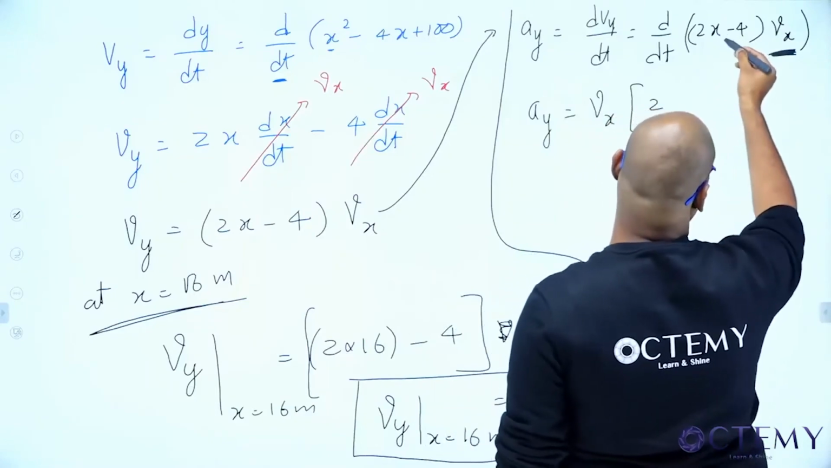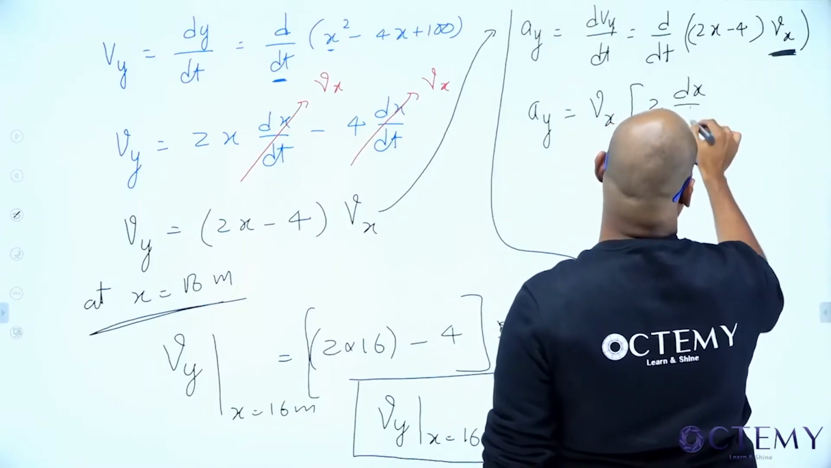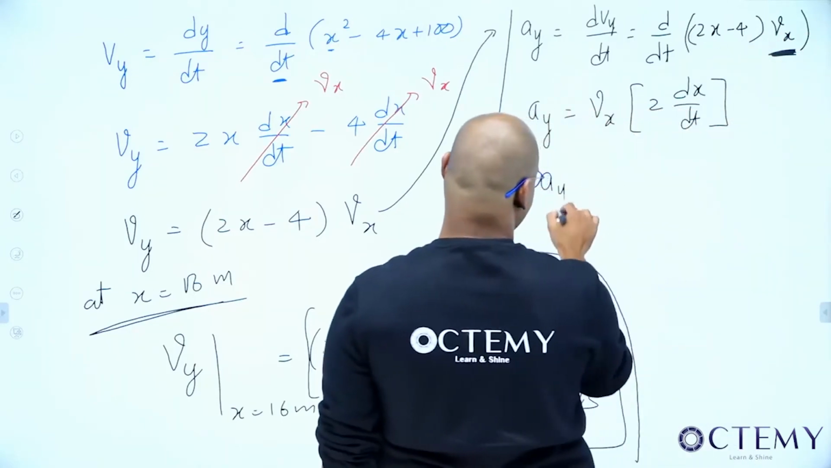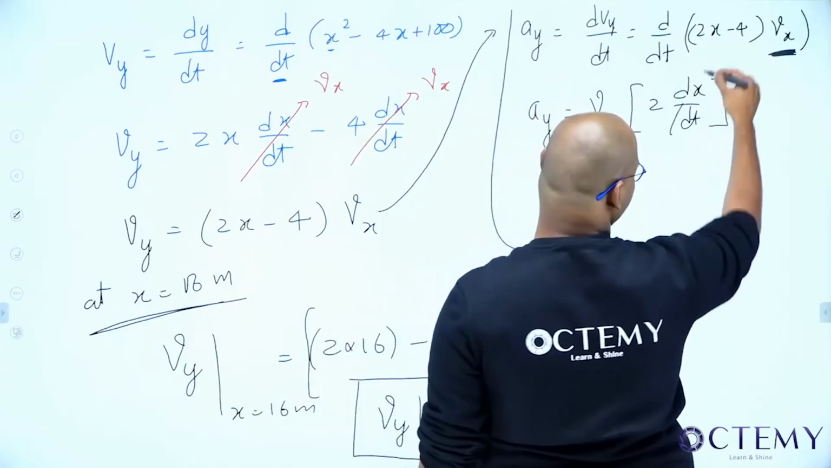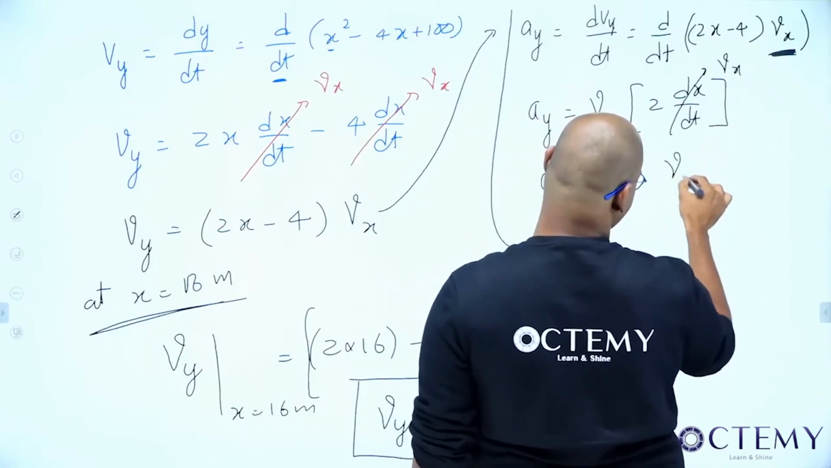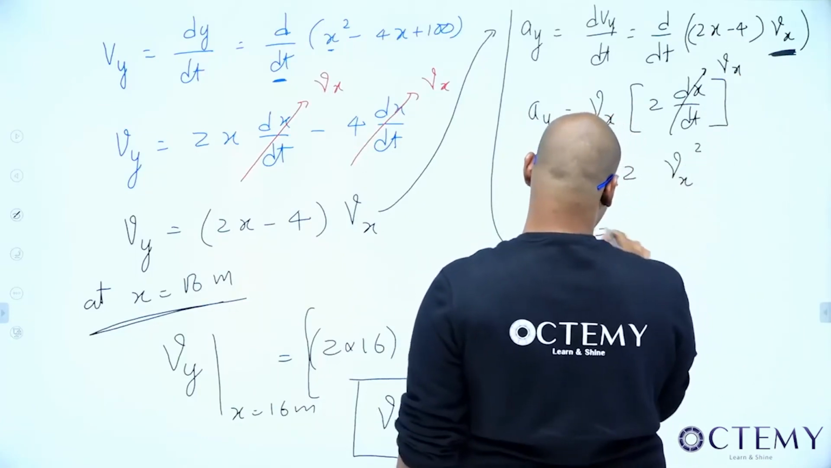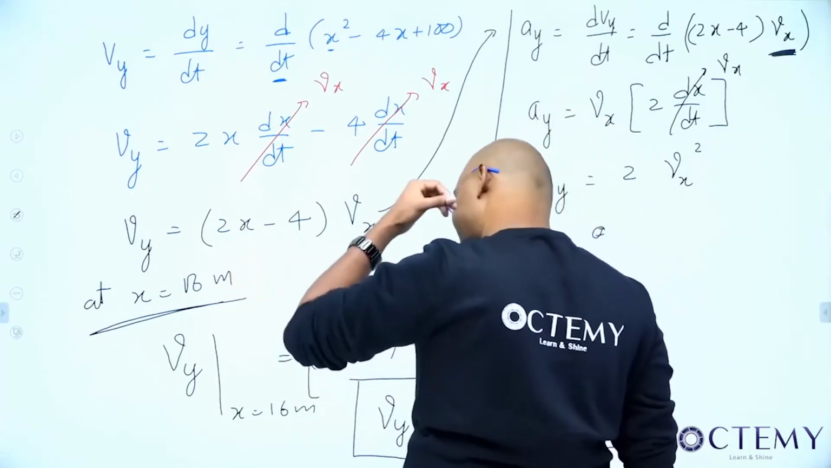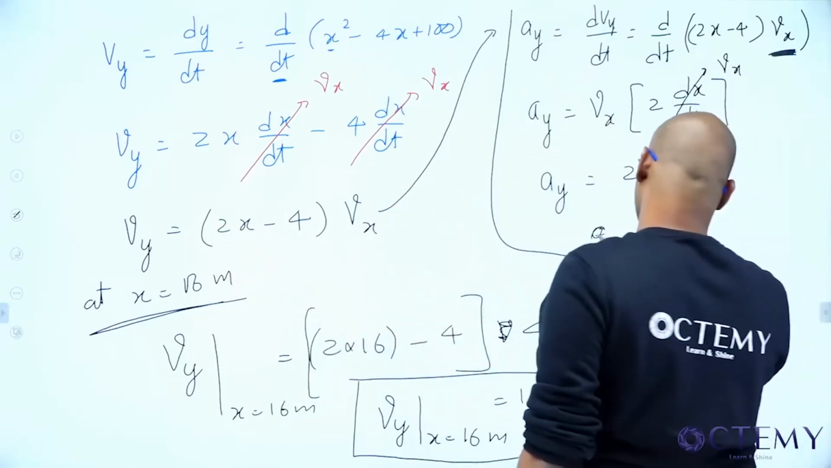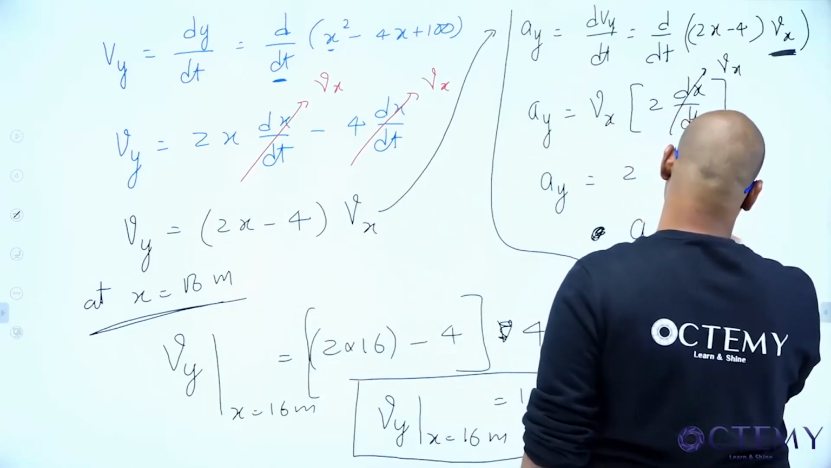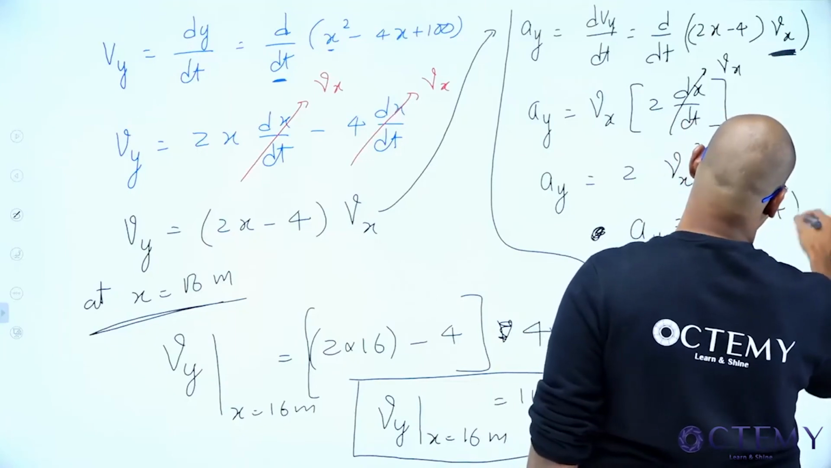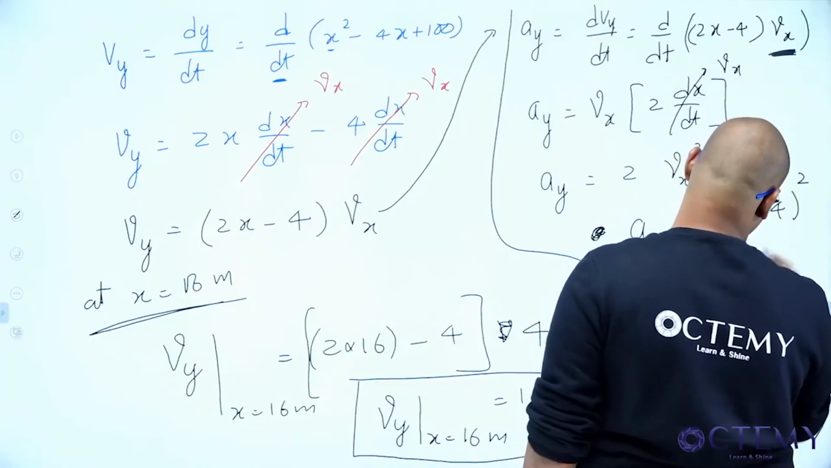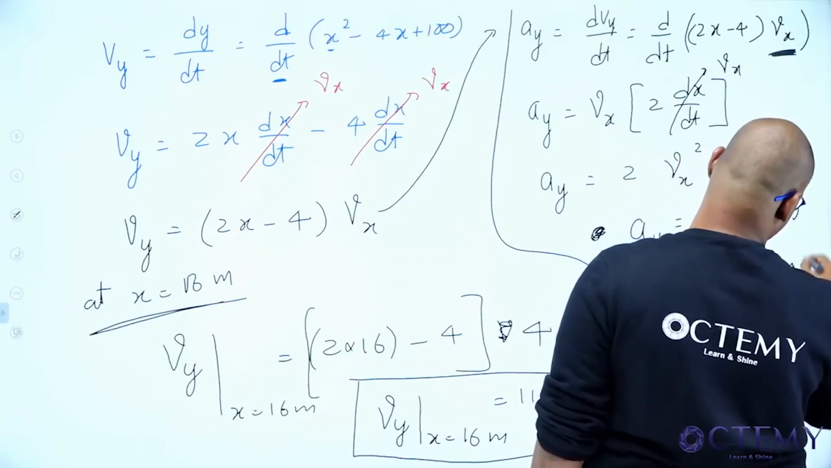2 into the differentiation of x is 1 into dx by dt. 4 will become 0, right? So acceleration in y direction is equal to 2 into dx by dt, which is nothing but vx, so into vx square. Already we have found out that velocity in x direction is always constant and it is equal to 4. So acceleration in y direction is equal to 2 into 4 square. 4 square is 16, 16 2s are 32. So acceleration in y direction is 32 meter per second square.